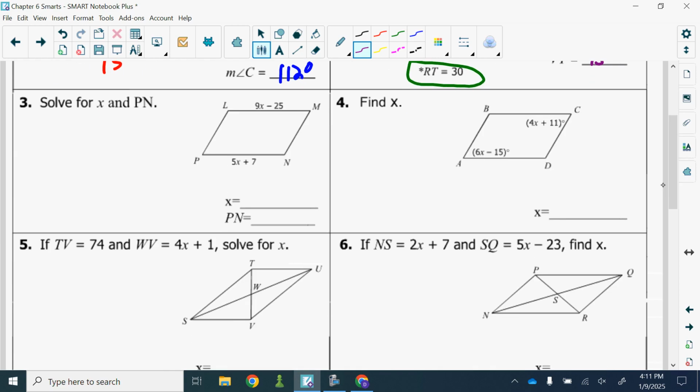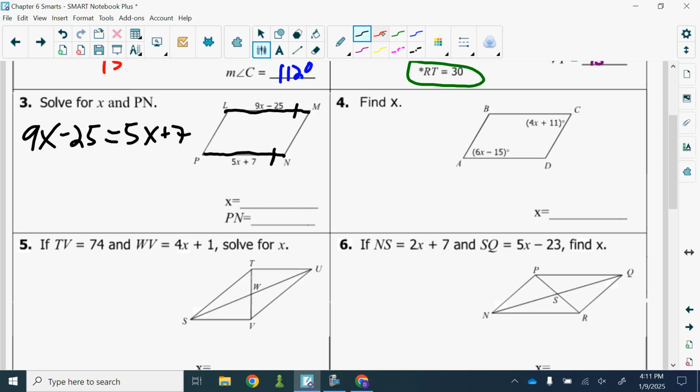Next, it says solve for X and PN. So again, we are to assume these are parallelograms. It says that at the beginning. So these sides are opposite and therefore congruent. So they're going to be equal to one another. So let's translate what we just said in English. They are equal to one another. Let's translate that into the language of math. And to solve, we just put that in math language, set them equal to one another.